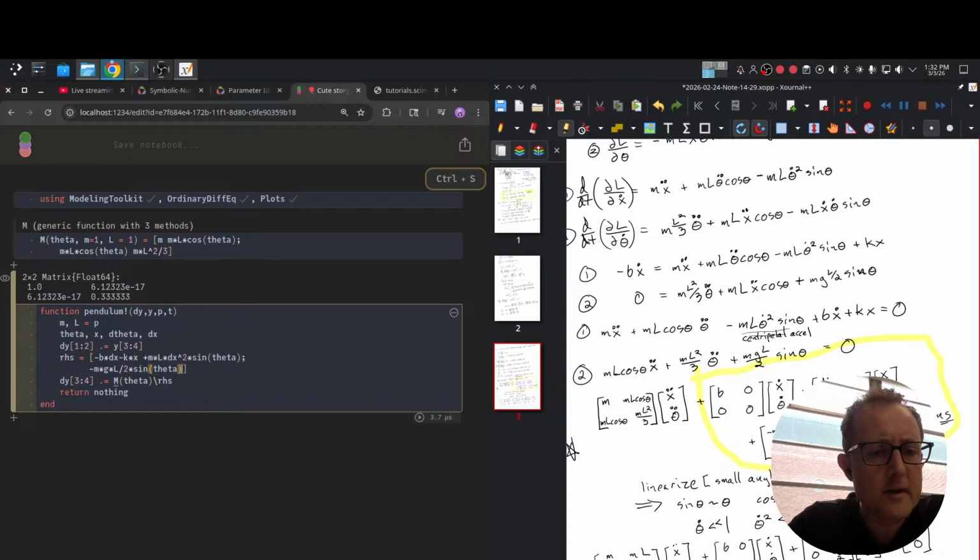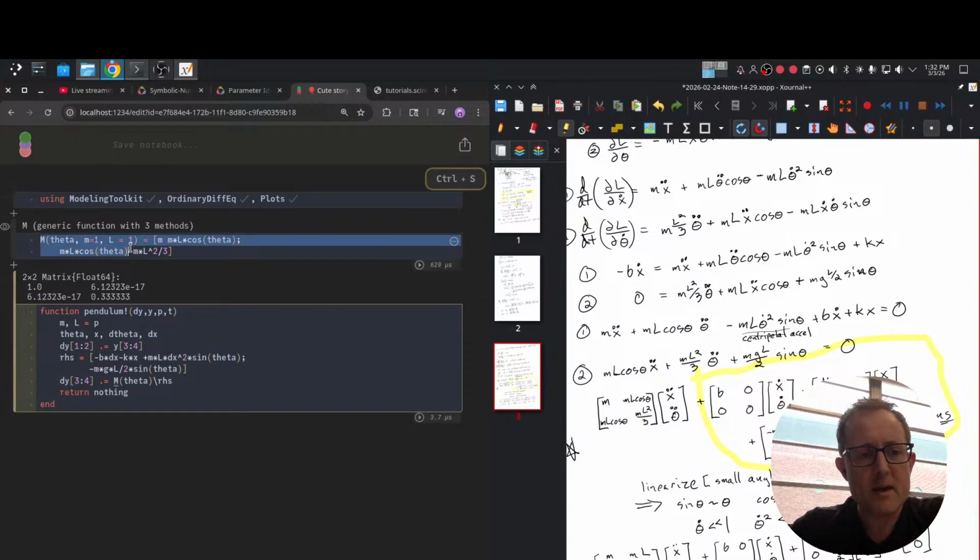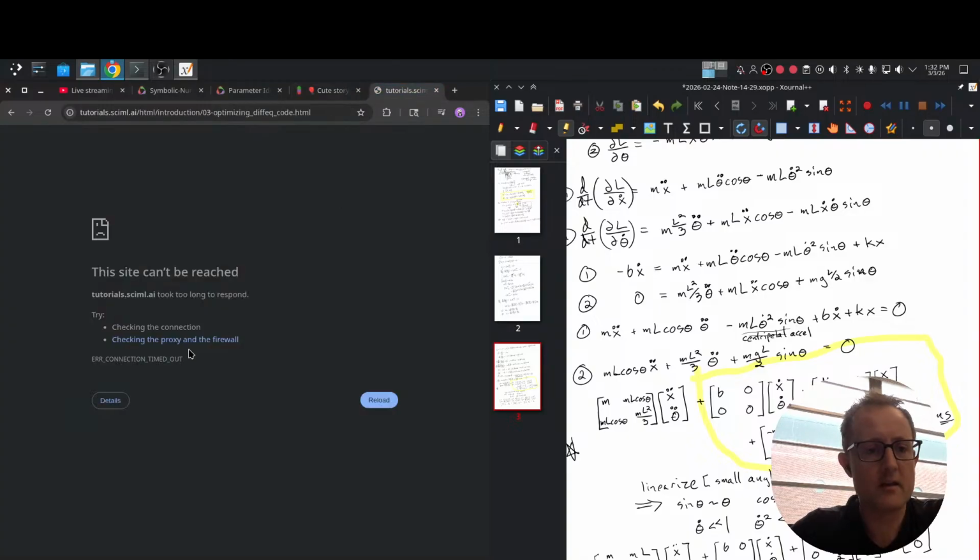And I don't need that second one. And now whenever I have this m to solve for x double dot and theta double dot, I'm going to turn it into a linear algebra problem where this whole thing turns into a vector. I'm going to, and then return nothing. So that this one should be okay.